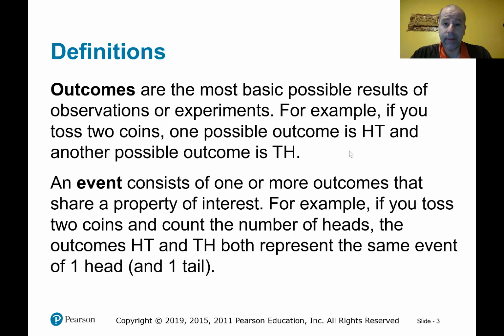Now, we could define an event as getting no heads, which would also be the same as the event of getting all tails, right? And so there's only one outcome that will do that. In fact, the only outcome that will give us the event that we have 0 heads is if we get both tails. Okay, so those are the definitions of outcomes and events.